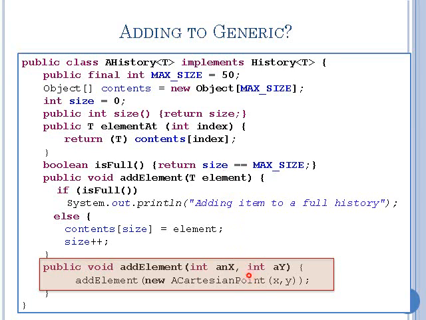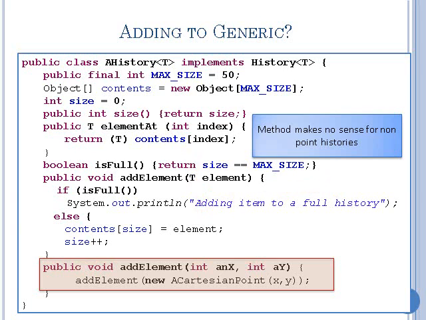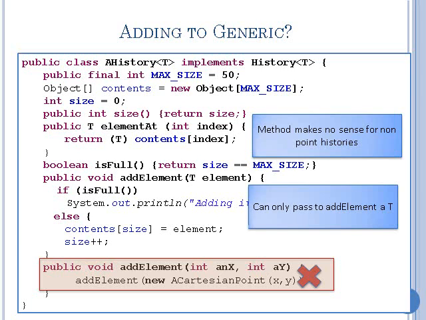So even if this was the correct thing to do logically, in the sense that if the is-a relationship is preserved somehow, this is a history of some type T, and we can't assume that it's a PointHistory. So I can't do this for exactly the reason that Austin just said. This method makes no sense for non-point histories. And this history could be elaborated as a StringHistory, so we can't do this. We can only pass to add element a T. So we understand this type checking a little better.